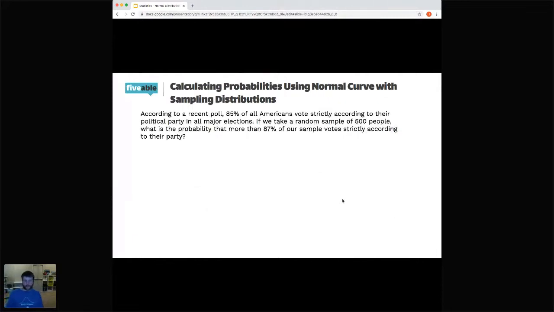According to a recent poll, 85% of all Americans vote strictly according to their political party in all major elections. If we take a random sample of 500 people, what is the probability that more than 87% of our sample voters will strictly adhere to their party?